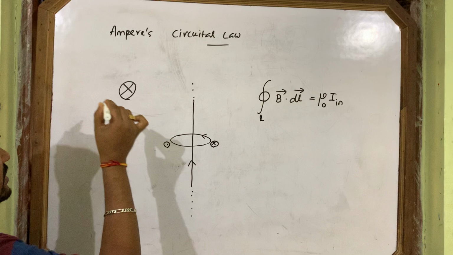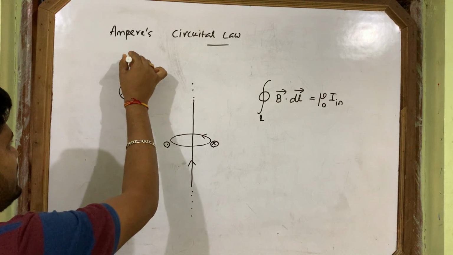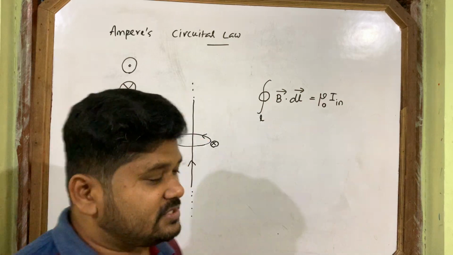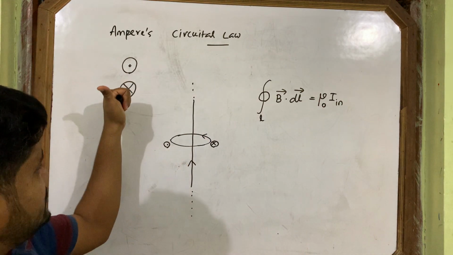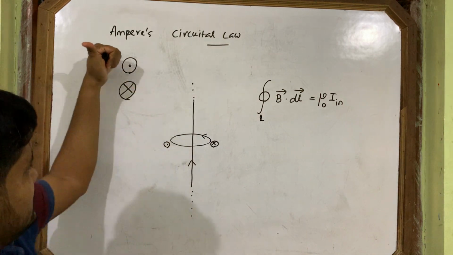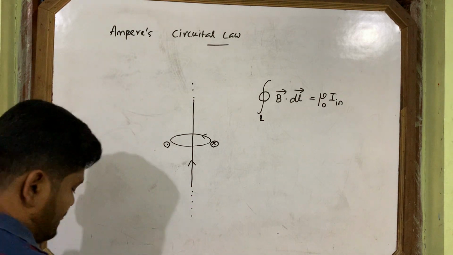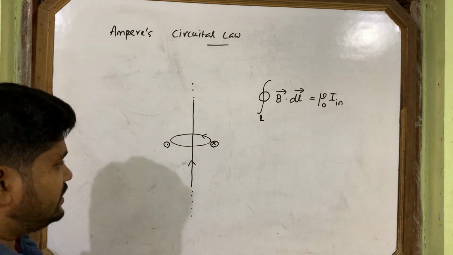Anywhere I will do like this, this is perpendicular to the plane inward, and anywhere I will do like this, this is perpendicular to the plane outward. This is the symbolic presentation of these two vectors. This is inward and this is outward. Remember. So here I choose an Amperian loop like this.